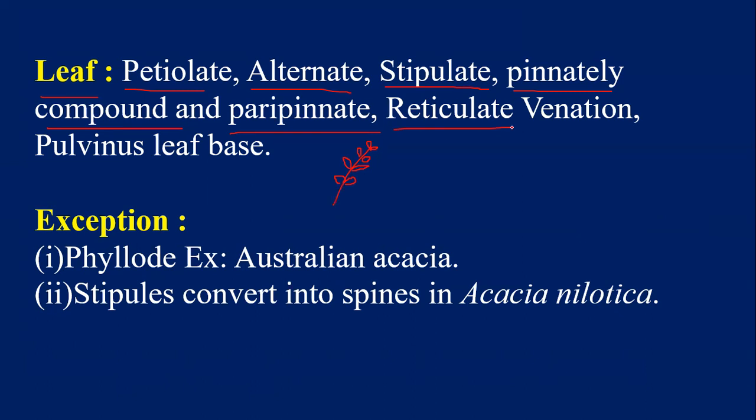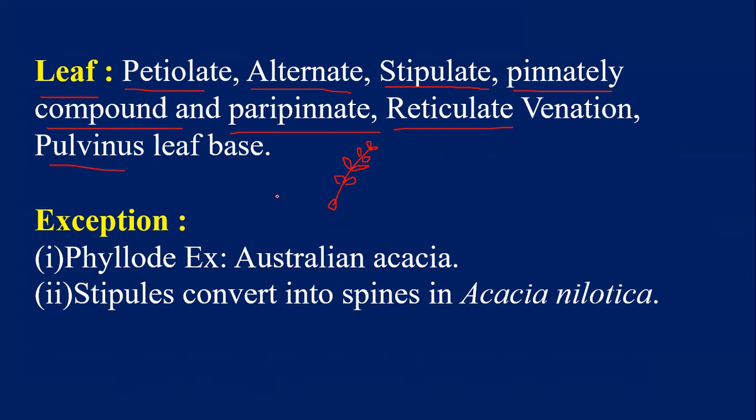So this family belongs to dicotyledons. What kind of venation is present? Reticulate venation. At the base of the leaf, a swollen leaf base is present. The swollen leaf base is called pulvinus. This is one of the important characters. Try to remember: Leguminosae family members have a swollen leaf base, called pulvinus.